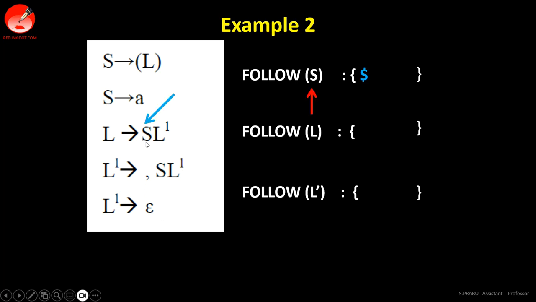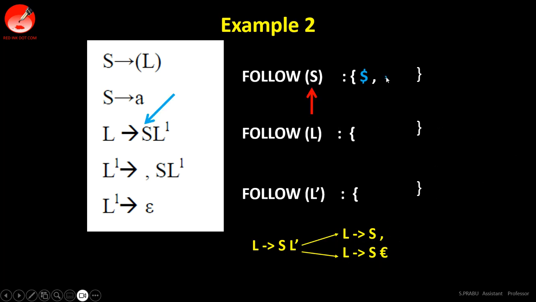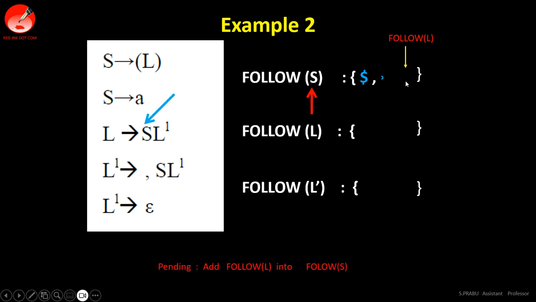I first take this capital S here. Next element is L dash. L dash is a non-terminal, so I add the first element of L dash. First element of L dash is comma and epsilon. If I substitute comma in place of L dash, the production looks like this. If I substitute epsilon here, the production is like this. Take this one. The next element is comma, so I add comma here. In the second one, the next element is epsilon. Epsilon means nothing, so I should add the follow of capital L into follow of S.